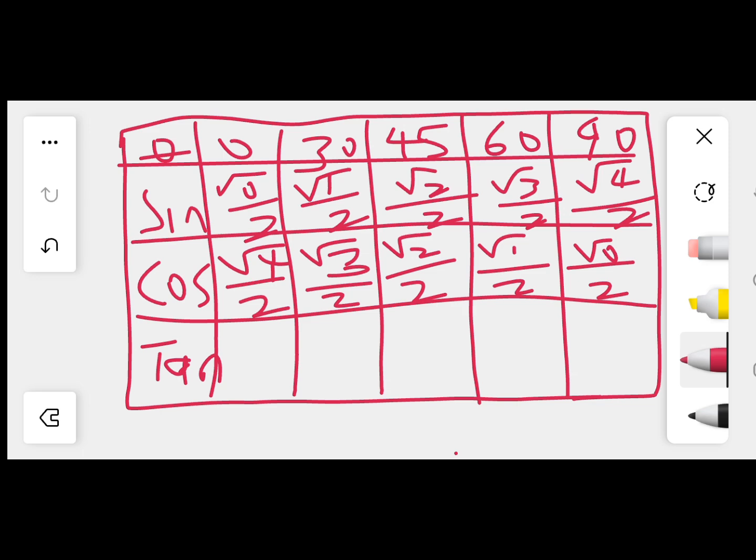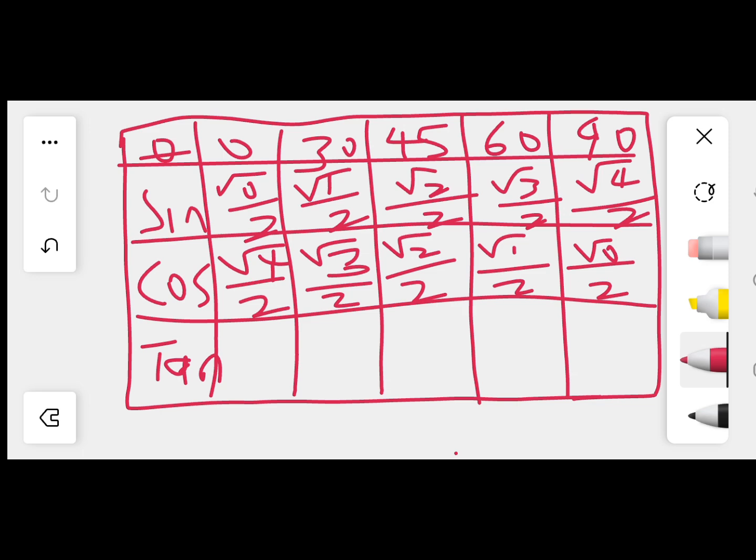Now, having done that, before we go to the tan, let's confirm if all of this is correct. Now, your sine 30 is always 0.5, which is 1 over 2. So square root of 1 is 1, divided by 2, that is 0.5. If you press your sin 90 on your scientific calculator, you see that the answer is 1. So let's see if this is 1. What is square root of 4? Square root of 4 is 2. 2 divided by 2 is what? 1. So the sin 90 is 1.